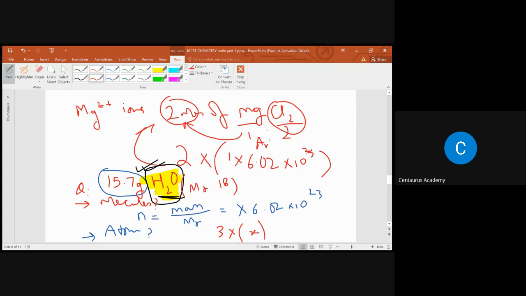Mass is 15.7. 15.7 divided by 18 times 6 into 10 to the power of 23. What is the answer to the last one? It is 5.25 into 10 to the power of 23.